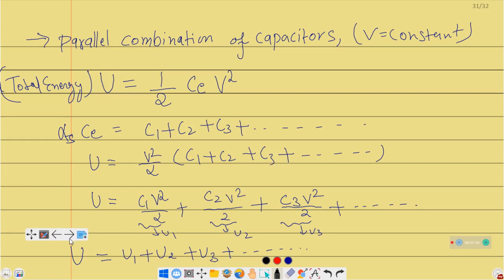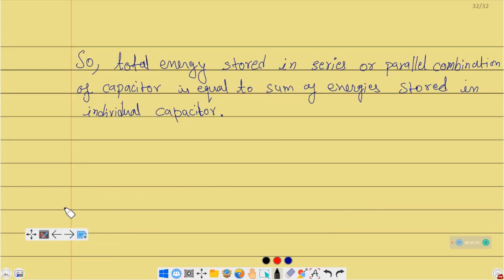So we can say that the total energy stored in a series or parallel combination of capacitors is equal to the sum of the energies stored in the individual capacitors.